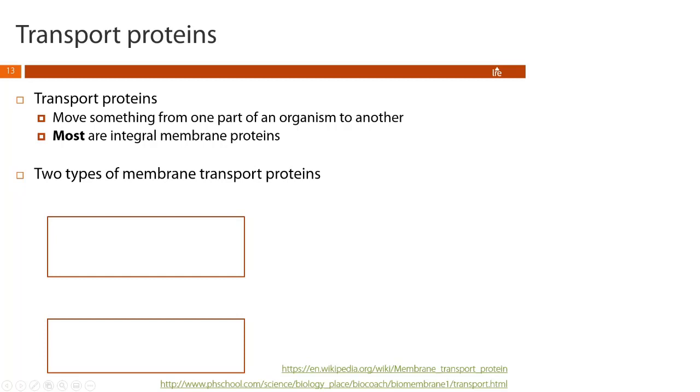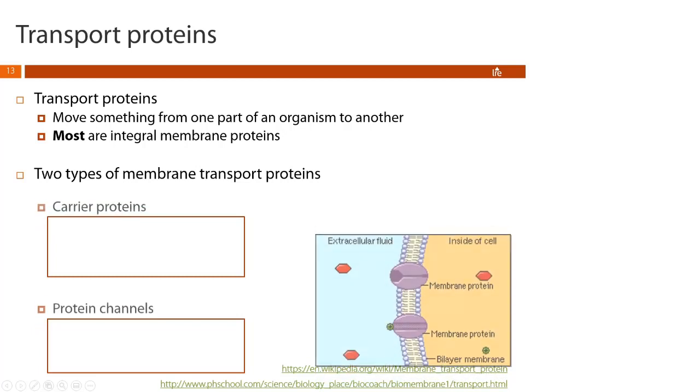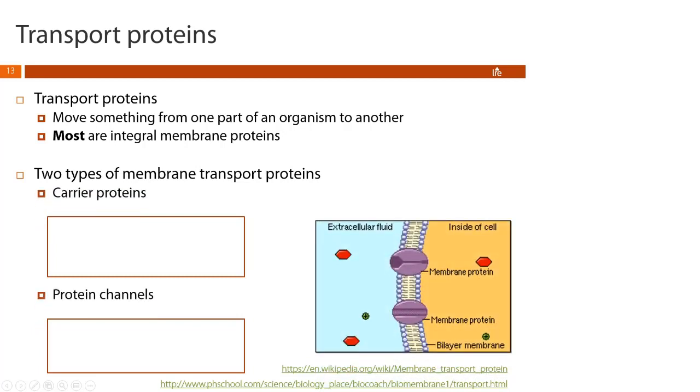Most of these, but not all of them, are going to be integral membrane proteins. So proteins that are embedded in a biological membrane. And we're going to subdivide these integral membrane proteins into carrier proteins and protein channels. So this graphic right here shows both a carrier protein and a protein channel.